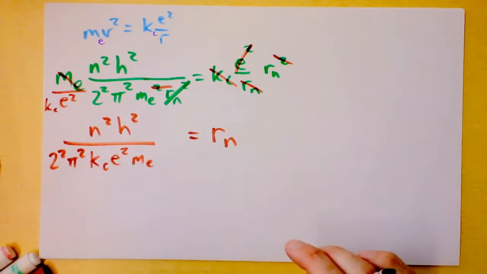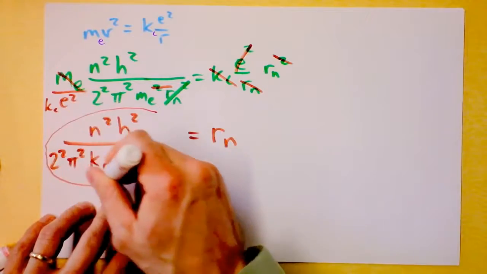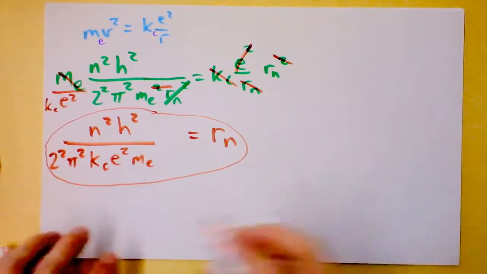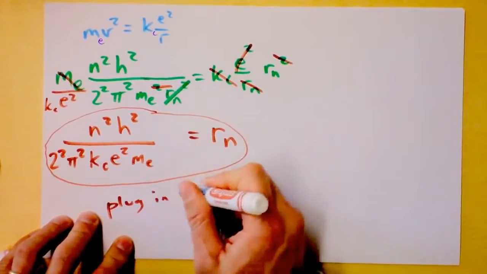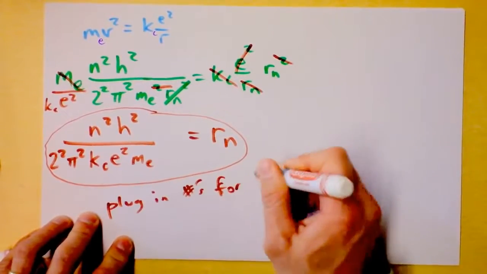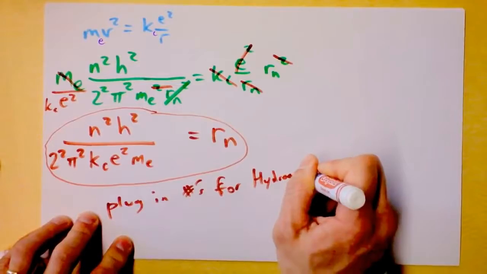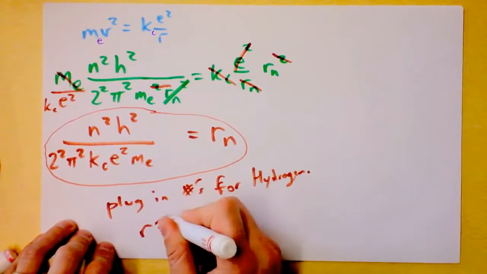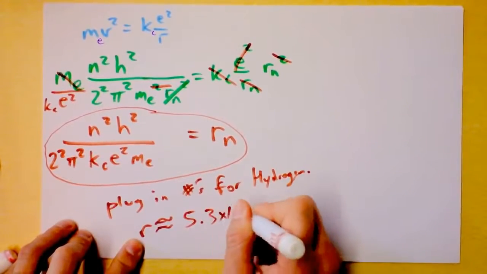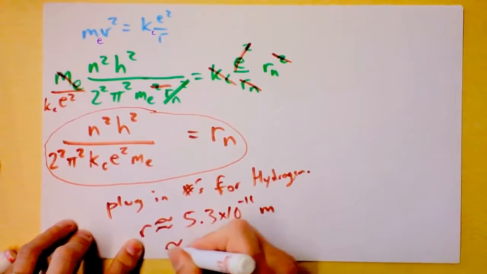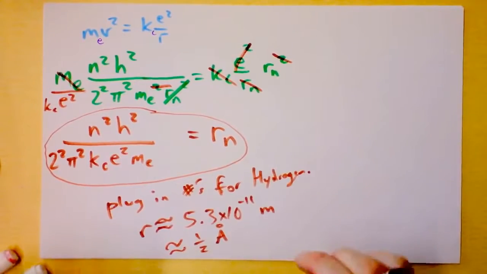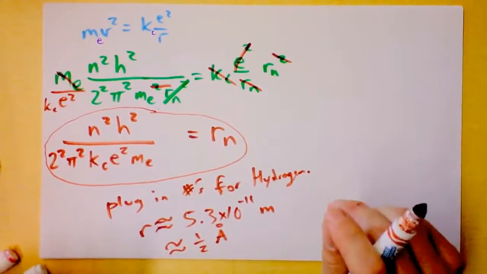Wow. This is the orbit, the nth orbit of, in fact, hydrogen. You can plug in numbers for hydrogen. I really want you to try this. You will find that the radius is approximately 5.3 times 10 to the negative 11th meters, which is about 1/2 of an angstrom, which is the size of hydrogen. This is real. This actually gives us a perfect result for hydrogen because it's a super, super simple system.